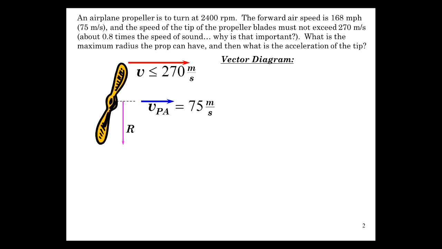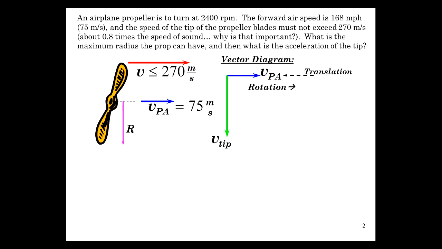Well, the VPA, the velocity of the plane with respect to air, that's 75 meters per second. So that's a separate motion from the spin of the prop, but the combined effect must not exceed 270. So let's do a vector diagram. VPA is the translational part. And then we have another vector.